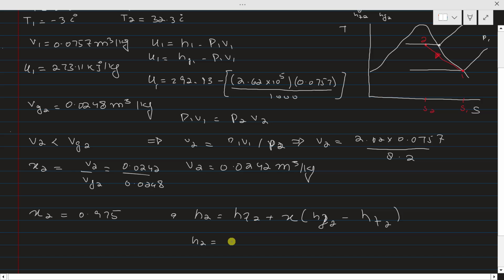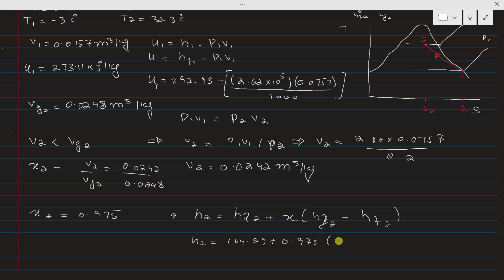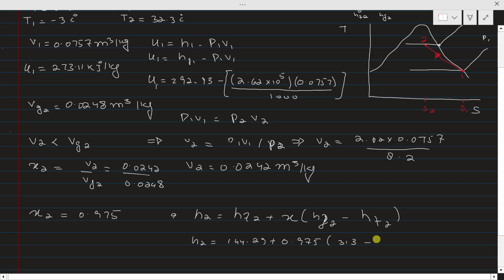So what was the Hf2? That is 144.29 plus dryness fraction 0.975 into what is Hg2 value, that is 1313 minus 154.29. So after simplifications you will get the enthalpy value, that is 308.8 kilojoule per kg.